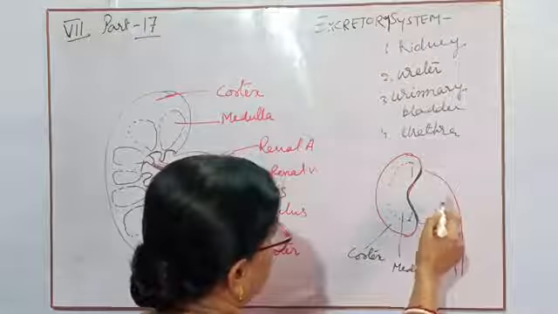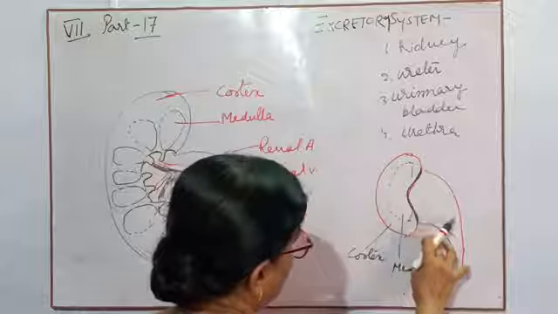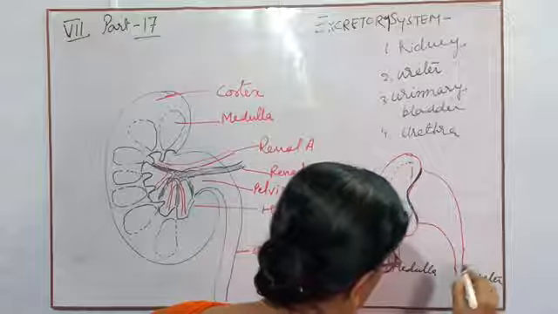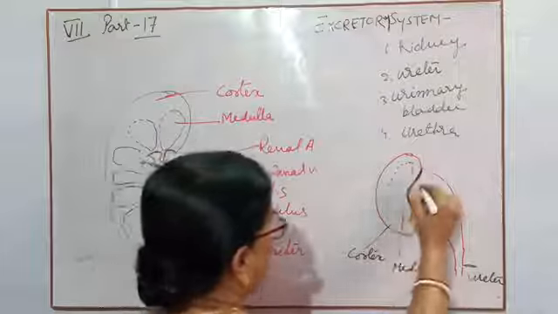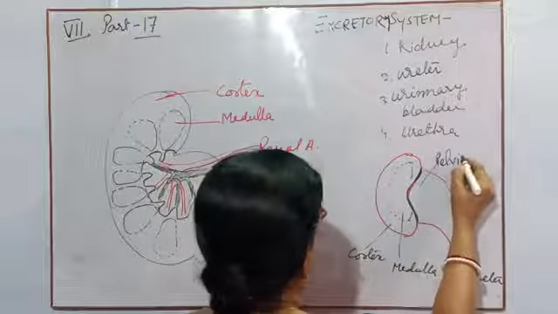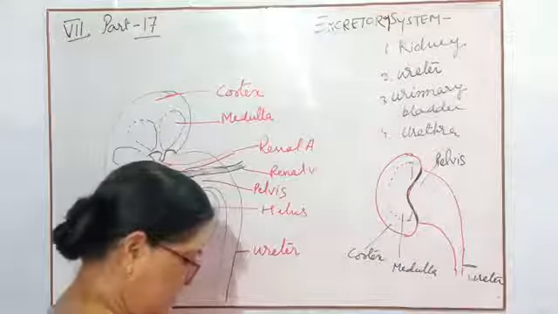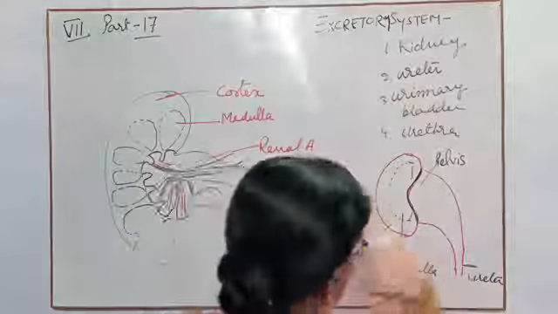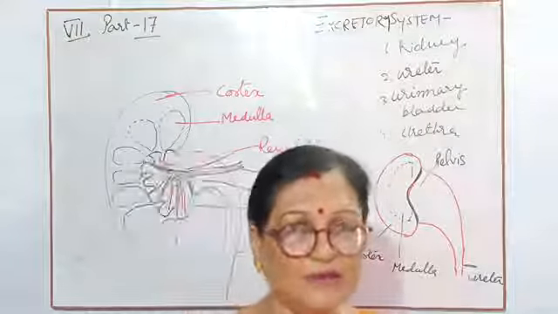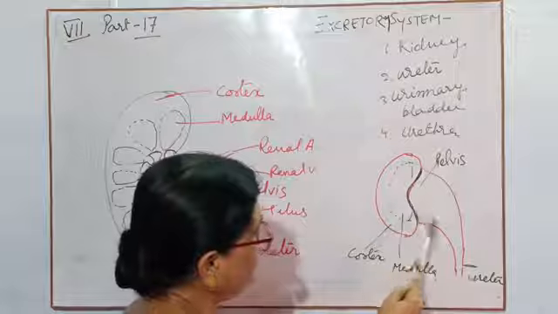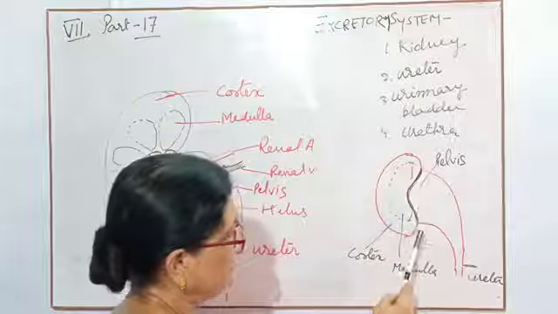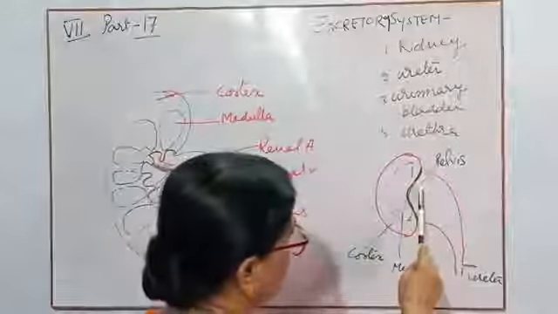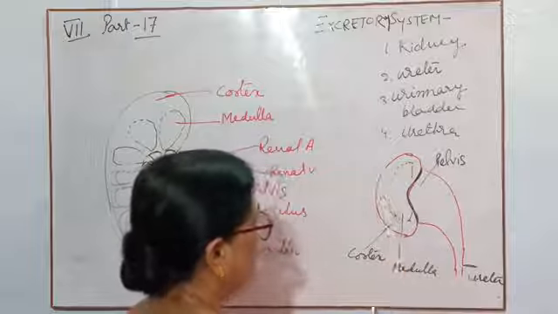From this concavity, a hollow tube-like structure arises. This is known as the ureter, and this is called the pelvis, or another name you can say, the renal pelvis. The word renal is used for kidney. Everyone knows, children, the shape of a funnel. So the opening of the ureter is just like a funnel shape, that means the mouth is quite broader than the ureter, and this broader part of the ureter is called the pelvis.